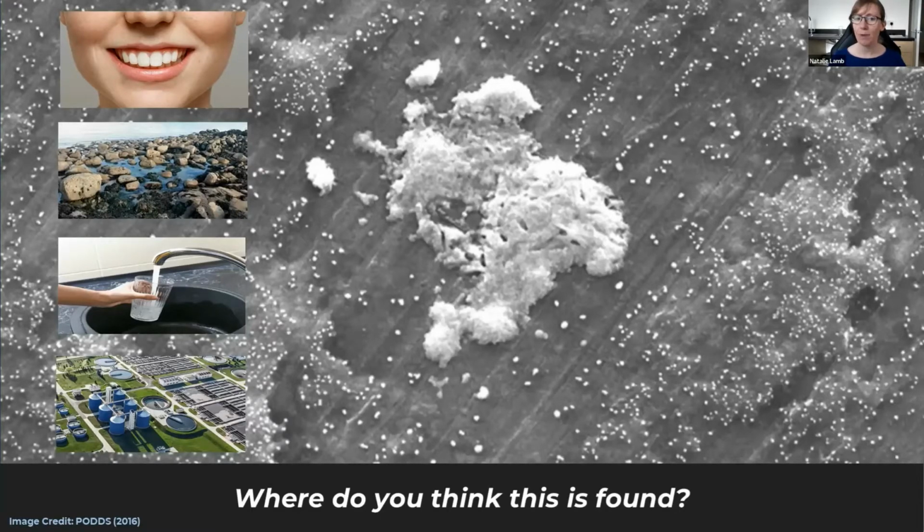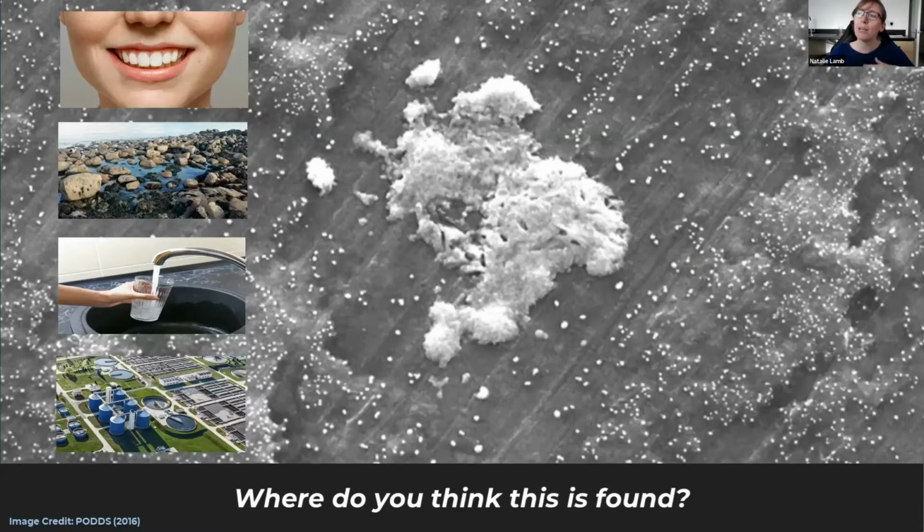I have not seen many brave people yet in the chat, but the answer is, this is a biofilm. This is under SEM, scanning electron microscope, done by the University of Sheffield, actually. A biofilm is basically when microorganisms reproduce and produce this sticky spider's web type material. It's all sorts of nutrients as well as the microorganisms themselves, and they stick to all sorts of surfaces. So the actual answer is this can be found in all of those 4 environments. This particular example is actually from drinking water pipes, the 3rd one down.